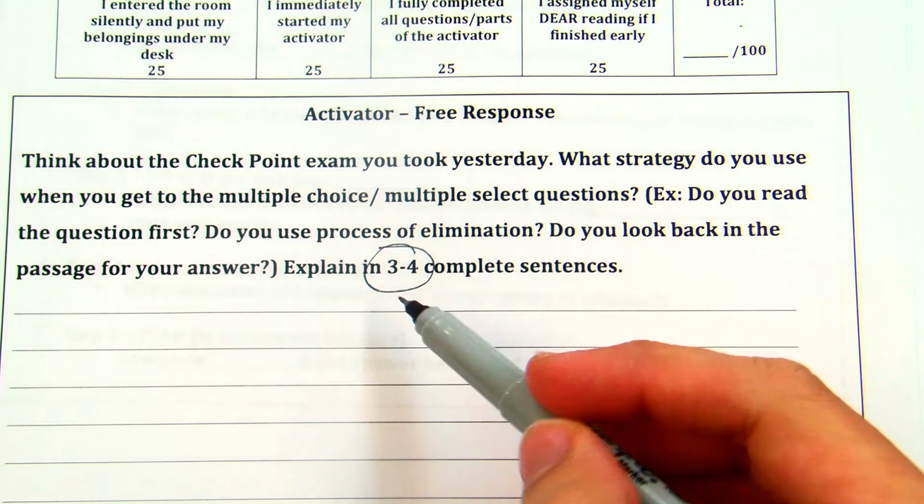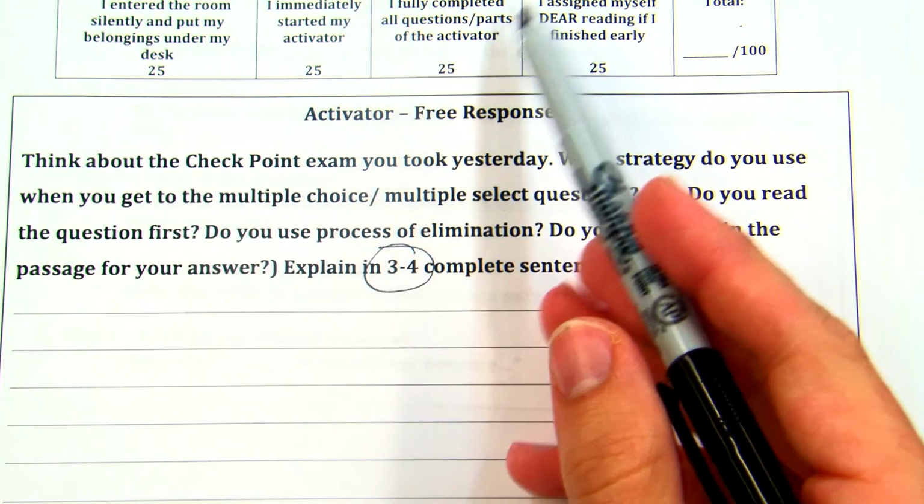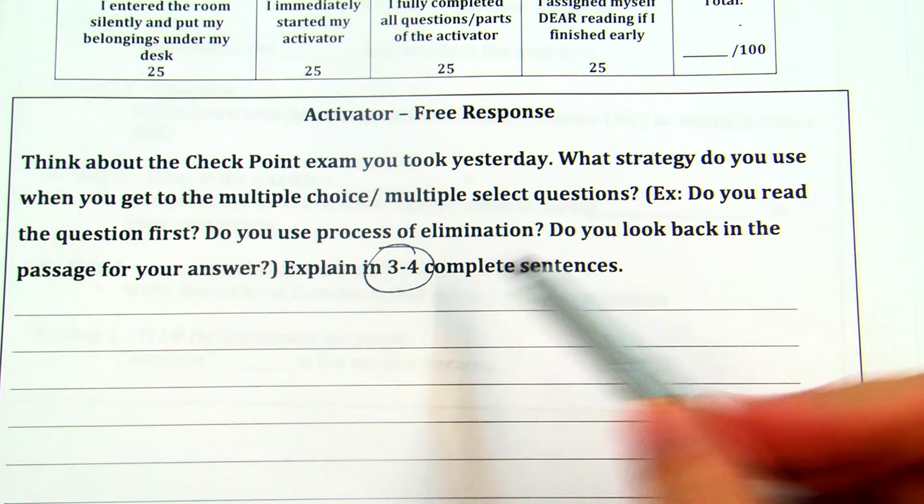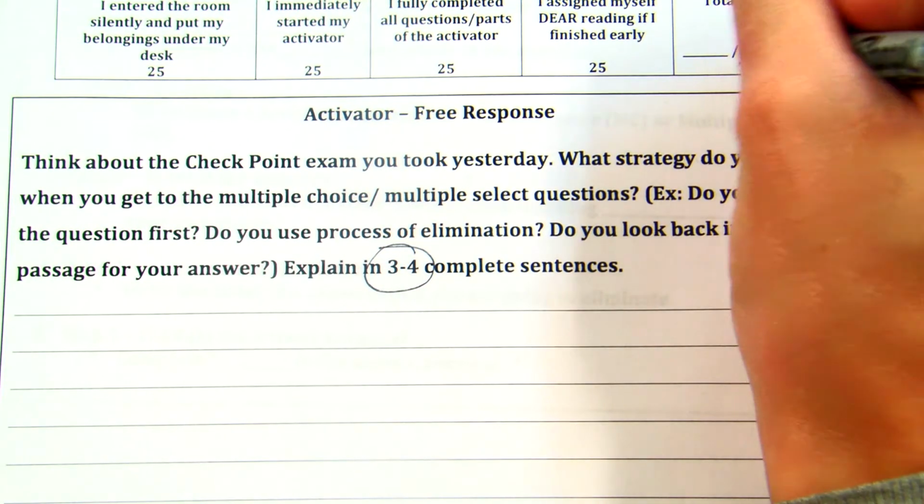Okay, so you could have graded yourself and you could have checked over, did you fully answer each part of the question? Do you have at least 3 to 4 complete sentences? If so, that would have been that 100 out of 100.